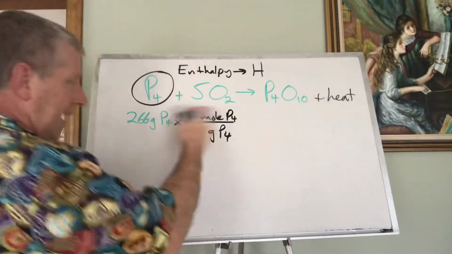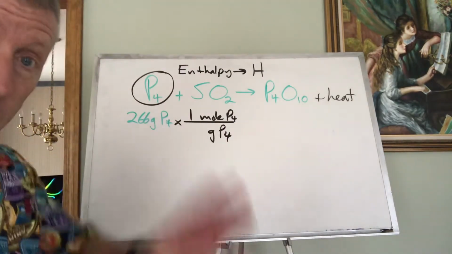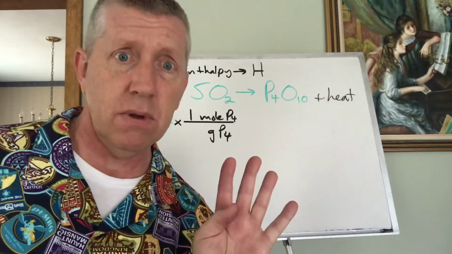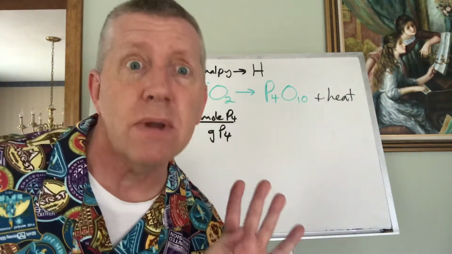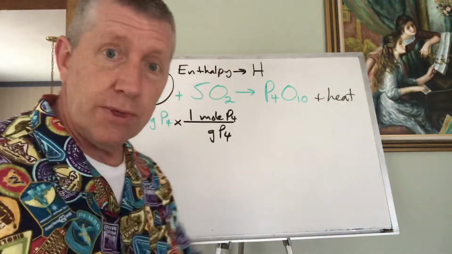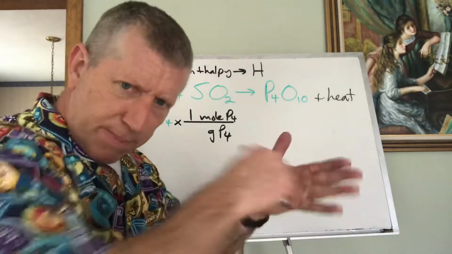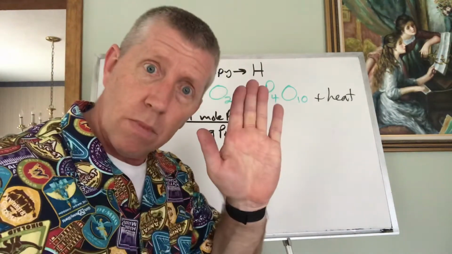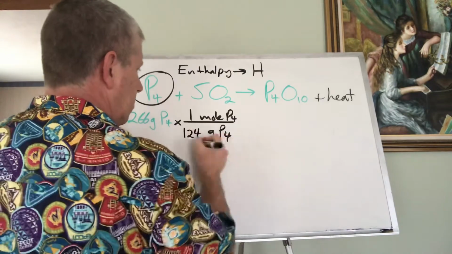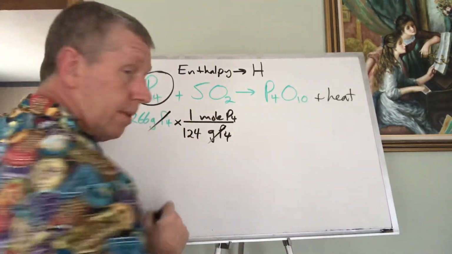1 mole of phosphorus, so I have to add up my 4 phosphori. Phosphori is plural for phosphorus. Yeah, it is. Yes, it is. Check it. All right. Add that up. Phosphorus is 31. 31 times 4. 124. So 124 grams per 1 mole of phosphorus.